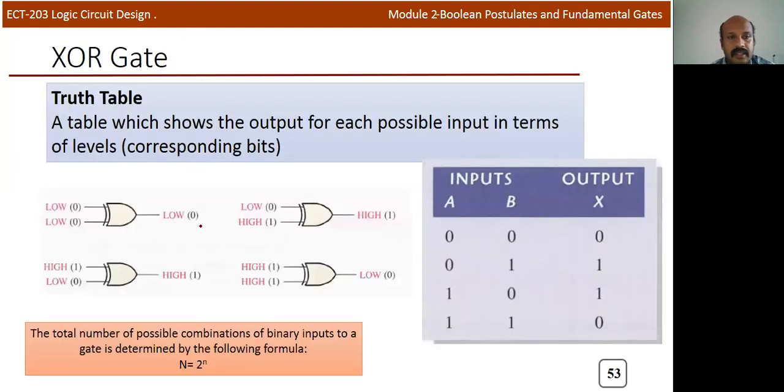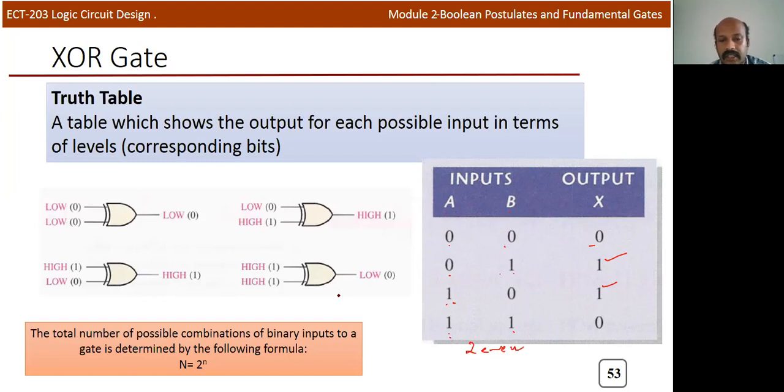Now we can look at the XOR gate truth table. Here you can see that when there is an odd number of inputs high, the output is high. If you consider the AB input 0, 0, the number of ones at the input side is 0, an even number, so the output is 0. Here the number of ones is 1, an odd number, so the output is high. Here also an odd number of ones, so the output is high. Here the number of ones is 2, an even number, so the output is 0.